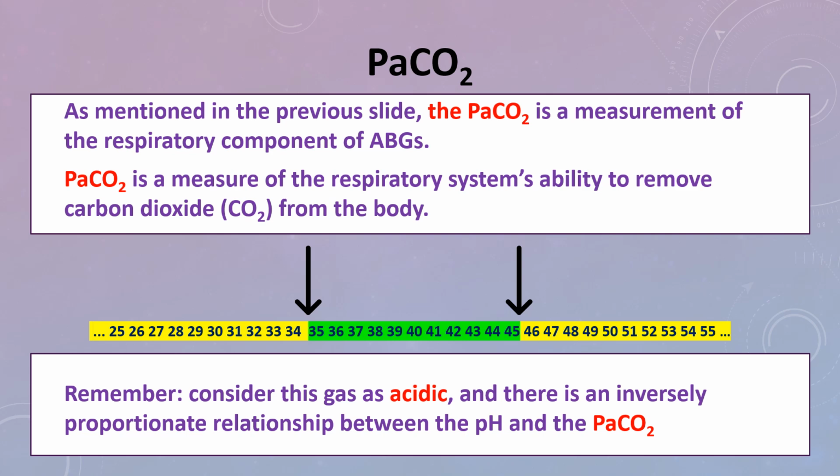As mentioned in the previous slide, the PaCO2 is a measurement of the respiratory component of ABGs. PaCO2 is a measure of the respiratory system's ability to remove carbon dioxide or CO2 from the blood. Remember, consider this gas as acidic, and there is an inversely proportionate relationship between the pH and the PaCO2. That means when the PaCO2 goes up due to a respiratory issue, the pH will go down. And when the PaCO2 goes down due to a respiratory issue, the pH will go up.